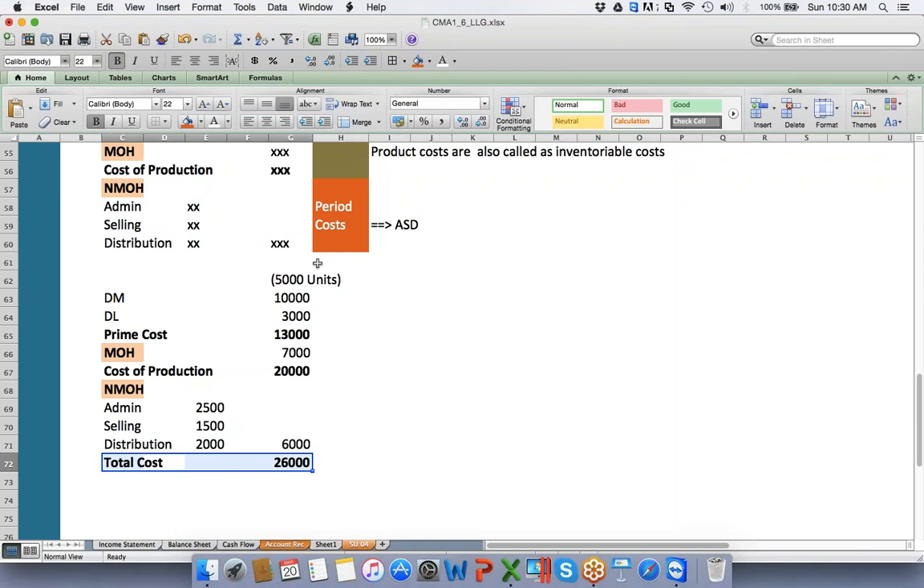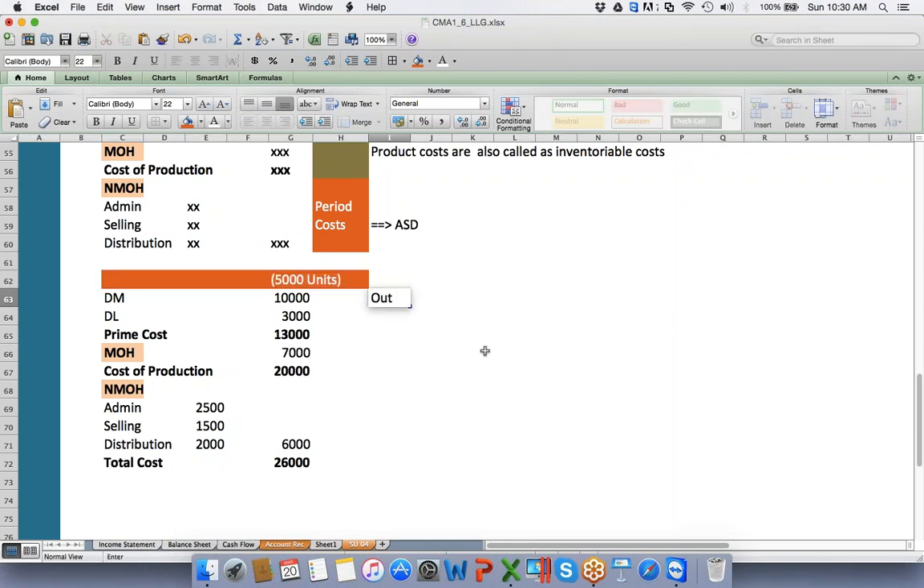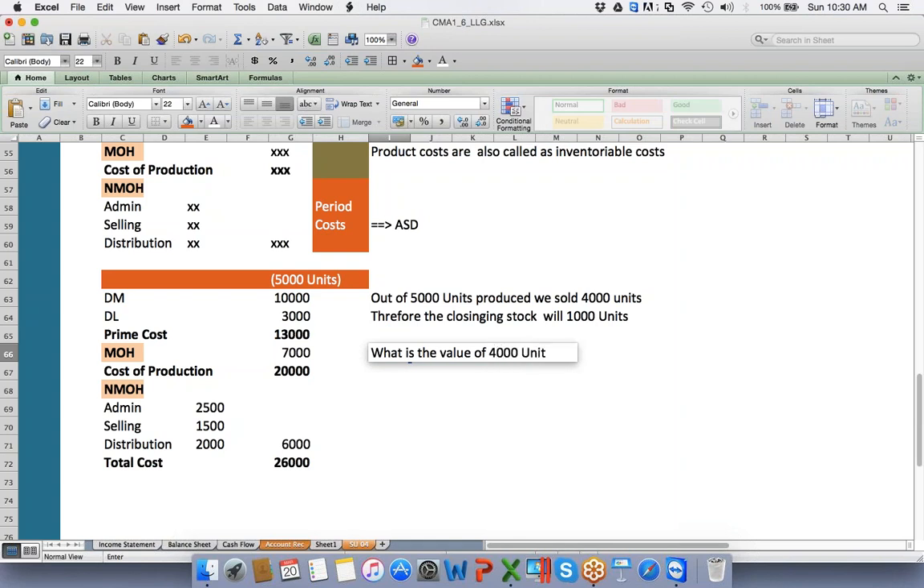I produced here 5,000 units. Out of 5,000 units produced, say for example, we sold 4,000 units. Therefore, the closing inventory will be 1,000 units. Now, what is the value of the 4,000 units sold? And what is the value of the 1,000 units unsold? This is the question.